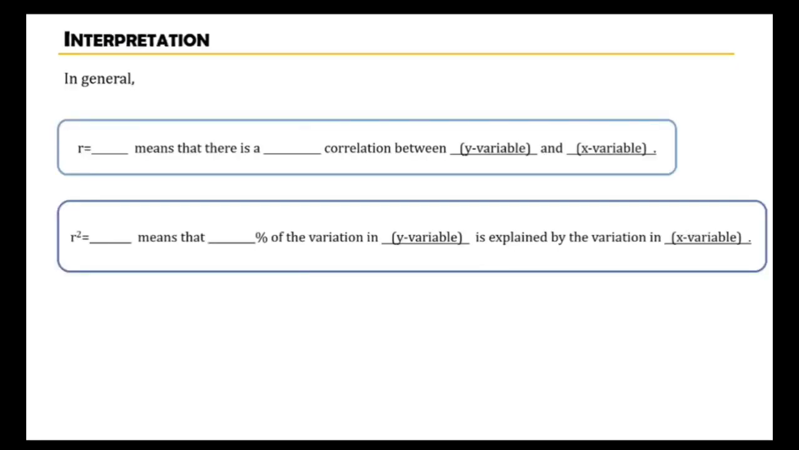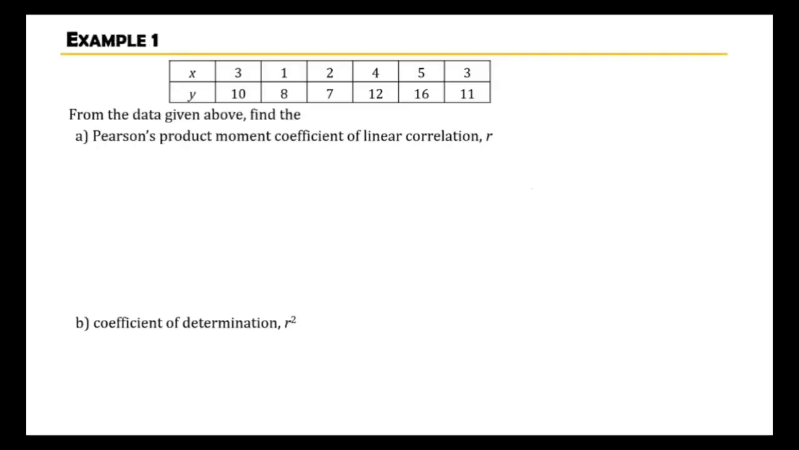In general, this is the interpretation that you need to remember. R equal to the value of R means that there is a strong, weak or perfect correlation between y and x. R squared equal to the value of R squared means that that percent of the variation in y is explained by the variation in x.